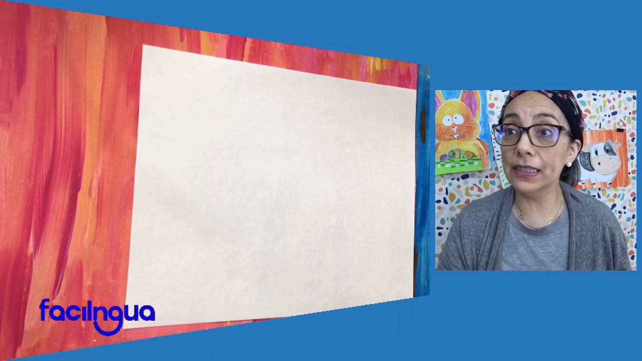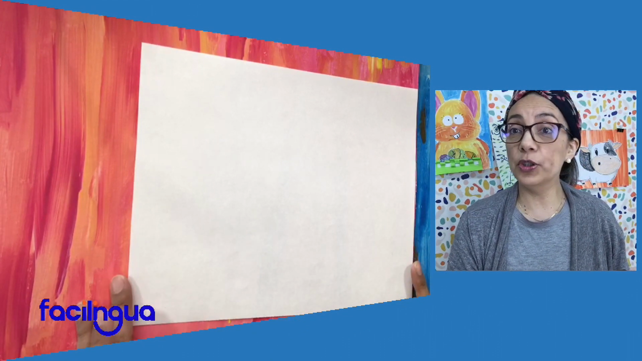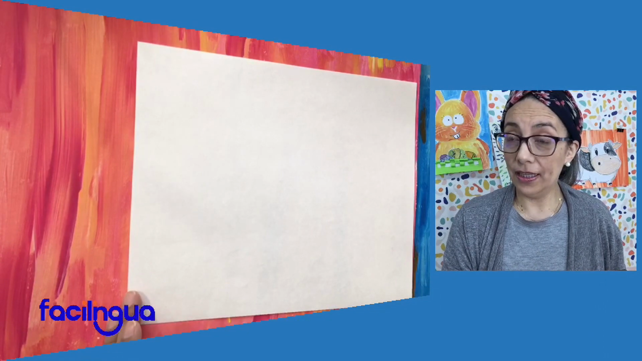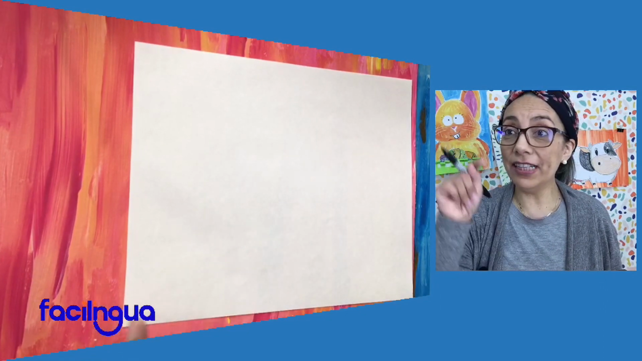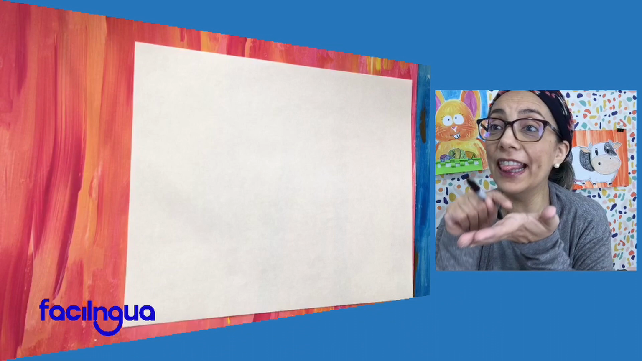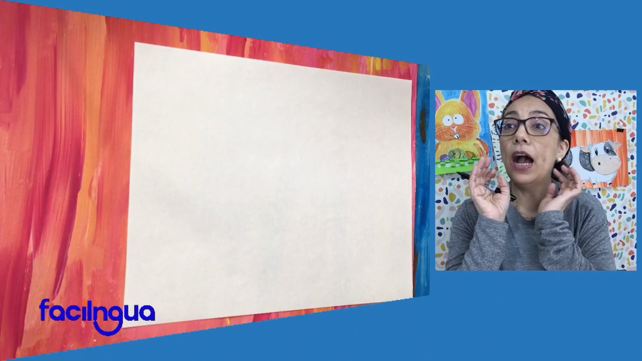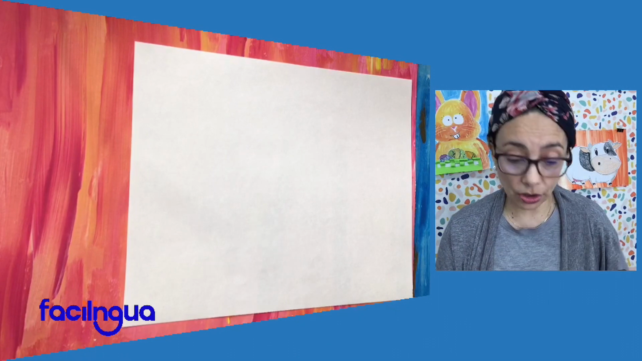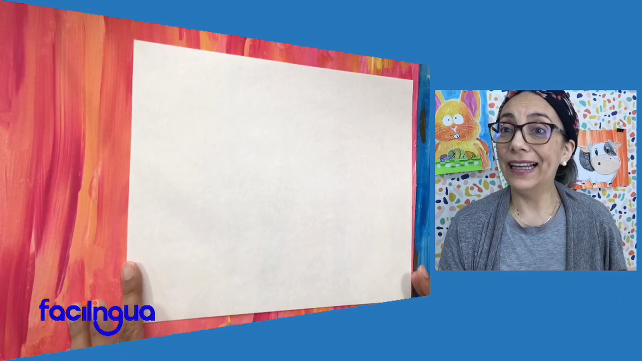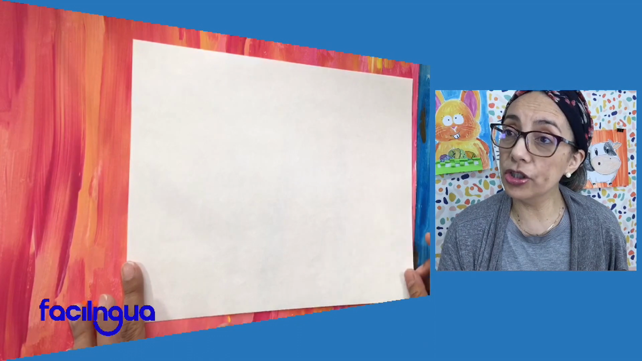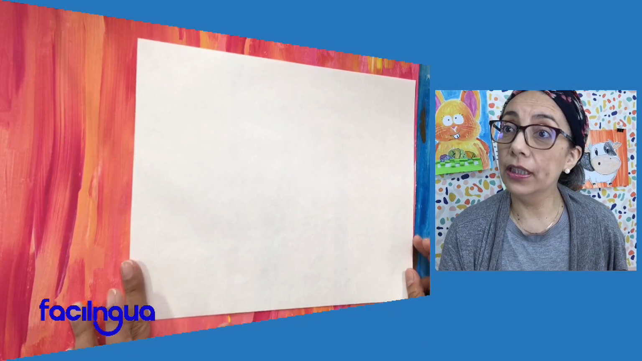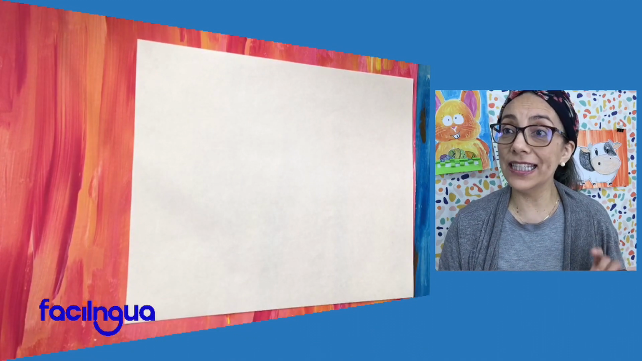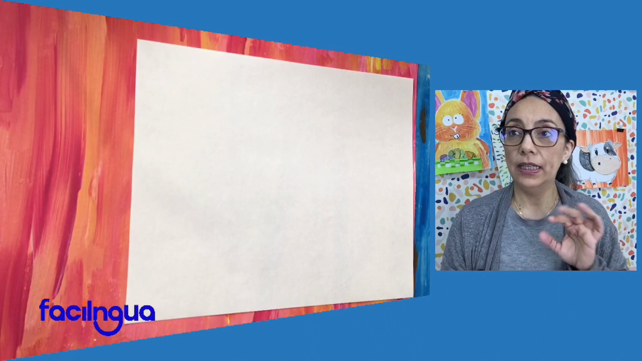So the first character, the first protagonist we are going to draw is a person. In this story, there is a person, yes. So this person is a girl. It's not a boy. It's a girl. Es una chica.